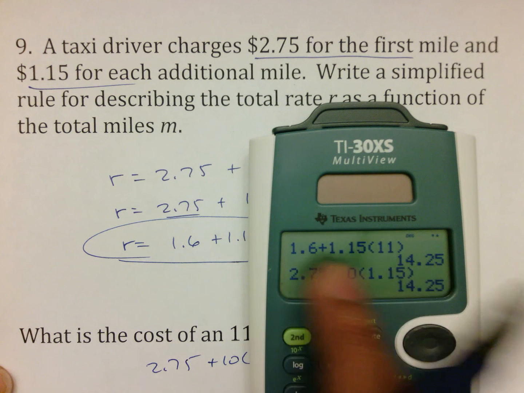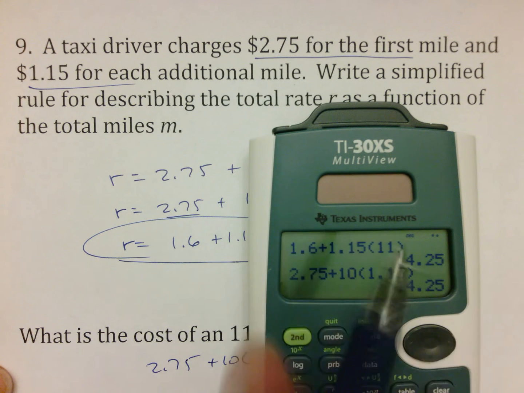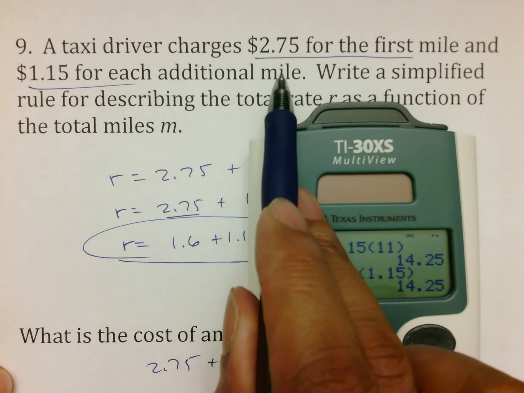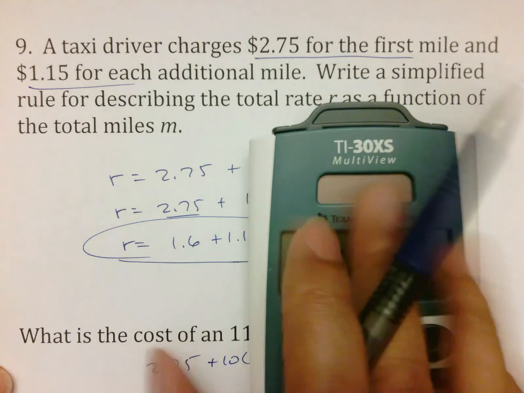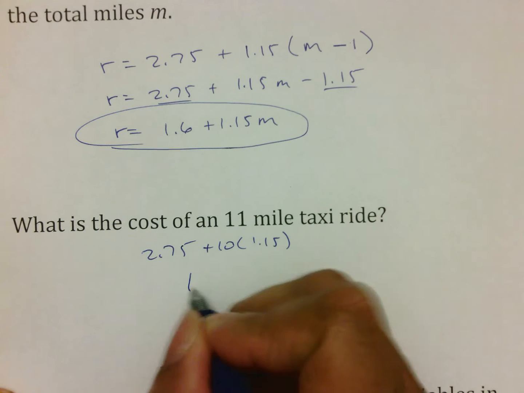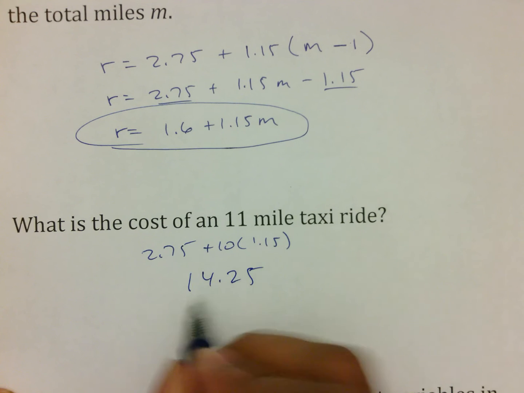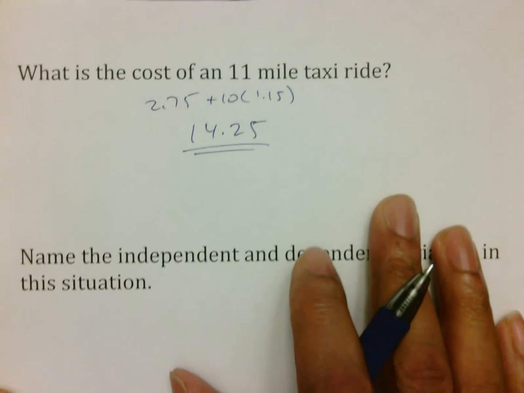So even if you know the formula, plug it in, great. If you're not good at making the formula, just use your common sense. You got charged 275 for the first mile. You got charged 115 for 10 more miles, and your answer is 1425. Again, you can answer that without using that formula. I just need to make sure you know how to figure out the cost so you don't get cheated when you get out of school and become an adult.